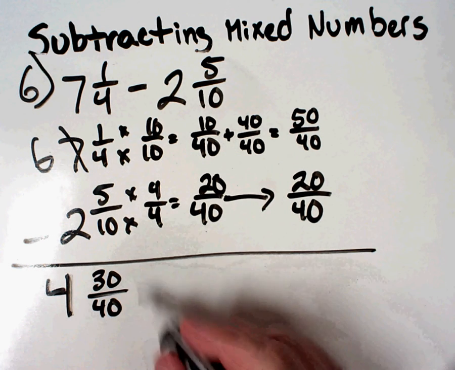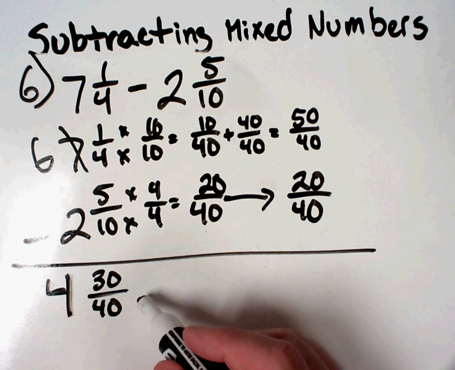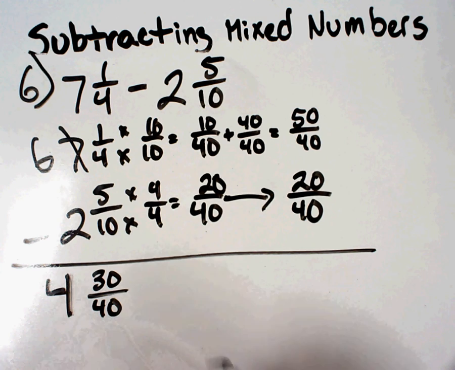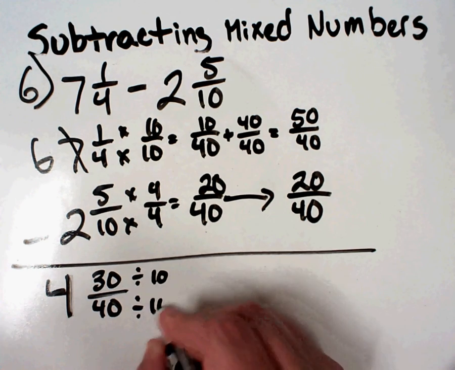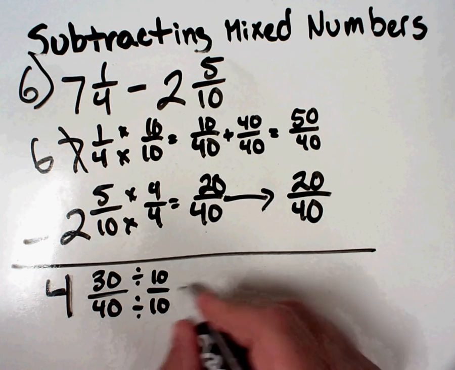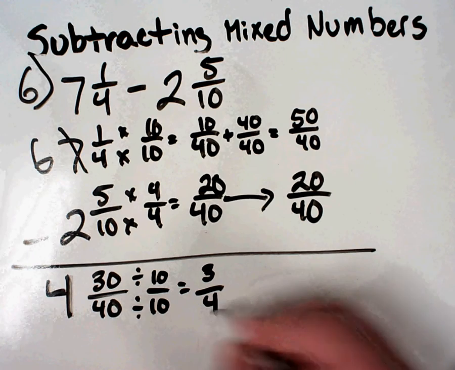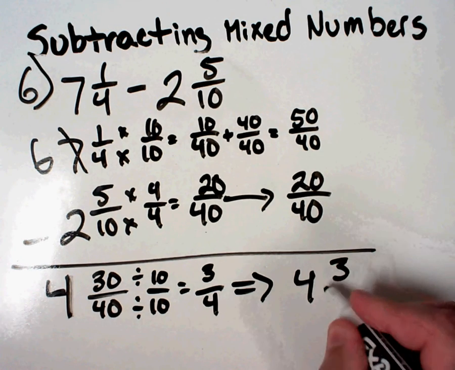Now I can simplify this fraction. Because they're even numbers I can divide by 2, but these are also multiples of 5 and multiples of 10. So to shorten my steps, I'm going to divide top and bottom by 10. So that's going to give me 3/4. And so my final answer is 4 and 3/4.